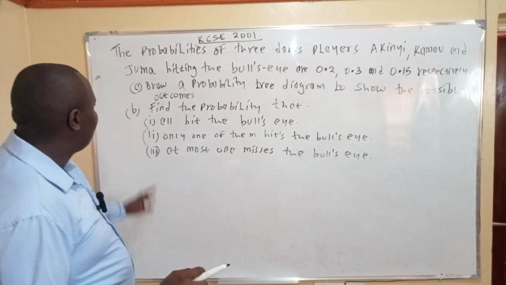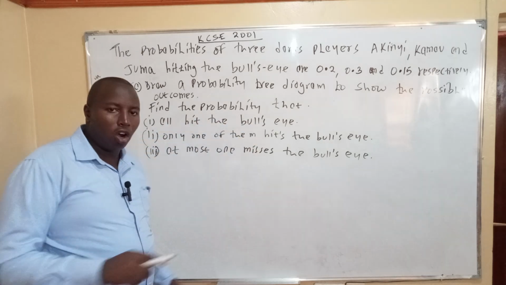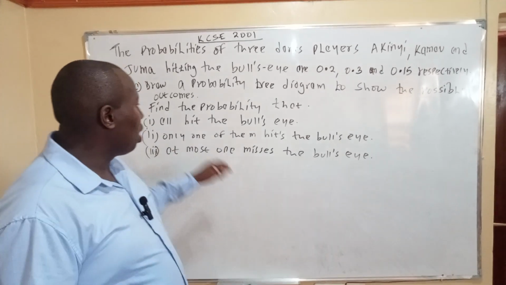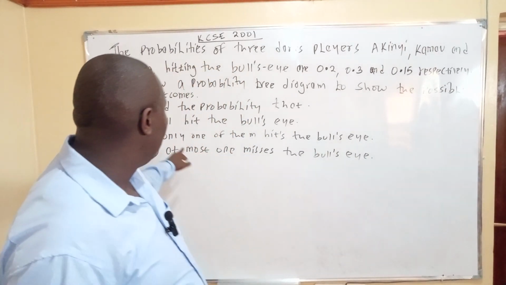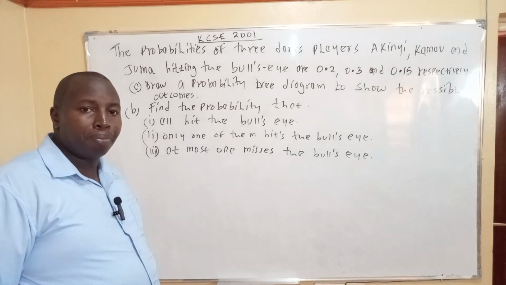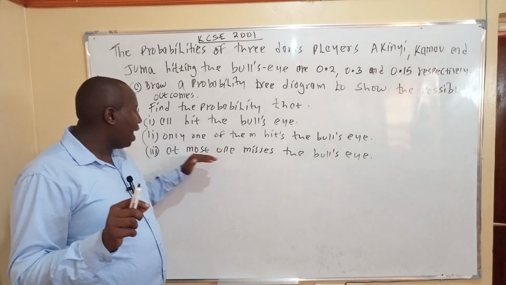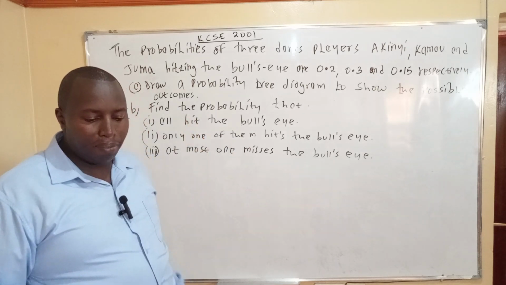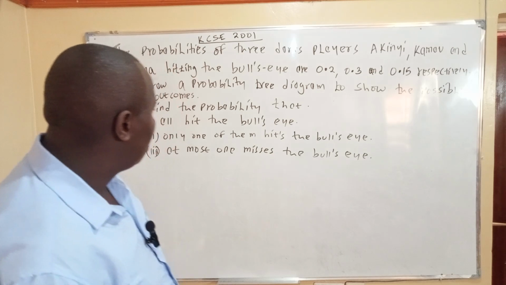Then part B, find the probability that all hit the bull's eye. Question 2. Only one of them hits the bull's eye. And the last question there is: at most one misses the bull's eye. So let's go through the question.